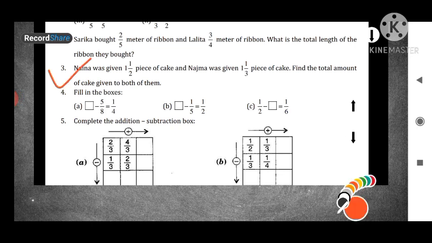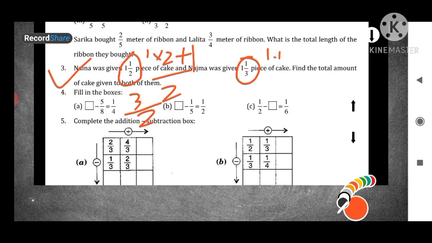Nena was given 1 upon 2 piece of cake and Najma was given 1 upon 3 piece of cake. Find the total amount of cake given to both of them. So what do we have to do now? You can see here mixed fractions are given, isn't it? If you convert this mixed fraction to an improper fraction, how will you convert? 1 multiplied by 2 plus 1 upon 2. That means how much will you get? 3 upon 2. So what fraction did we get? 3 upon 2.